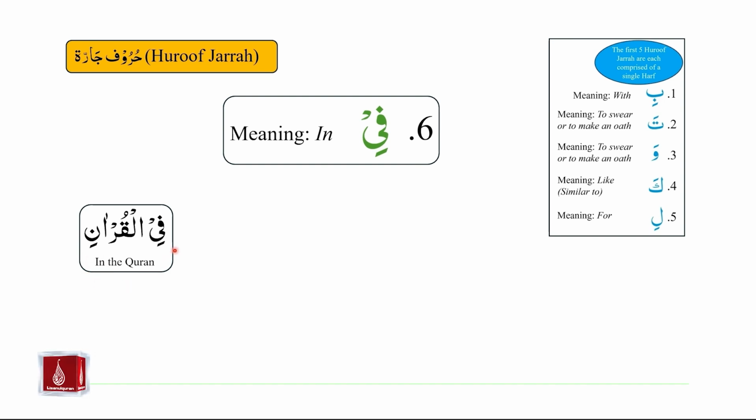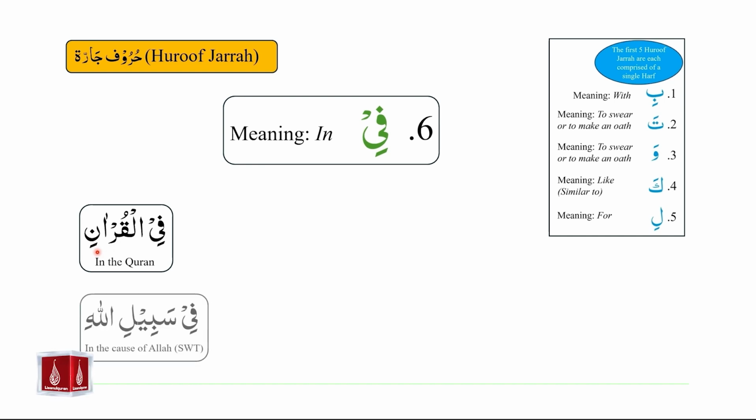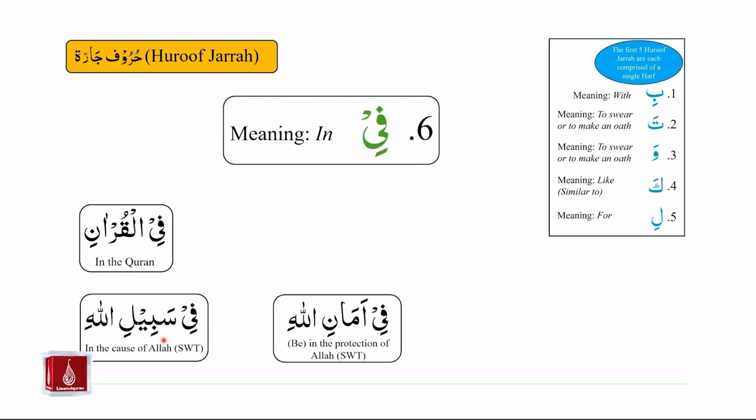If we notice, fi is the harf jar and it is followed by an ism which is majrur. Al-Qur'ani is majrur. Fi sabilillahi. Fi is the harf jar and the ism that follows it is majrur. Fi sabilillahi means in the cause of Allah subhanahu wa ta'ala. Fi amanillahi, to be in the protection of Allah subhanahu wa ta'ala.